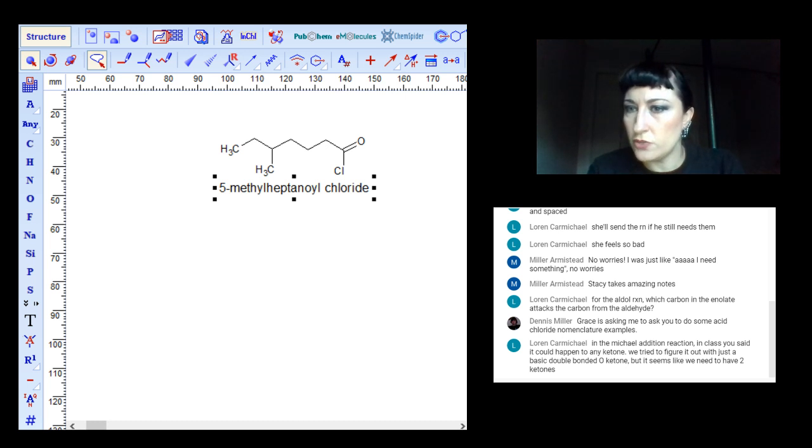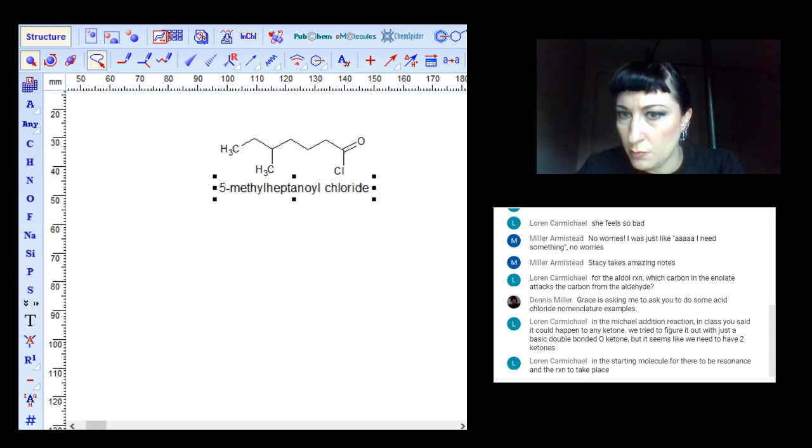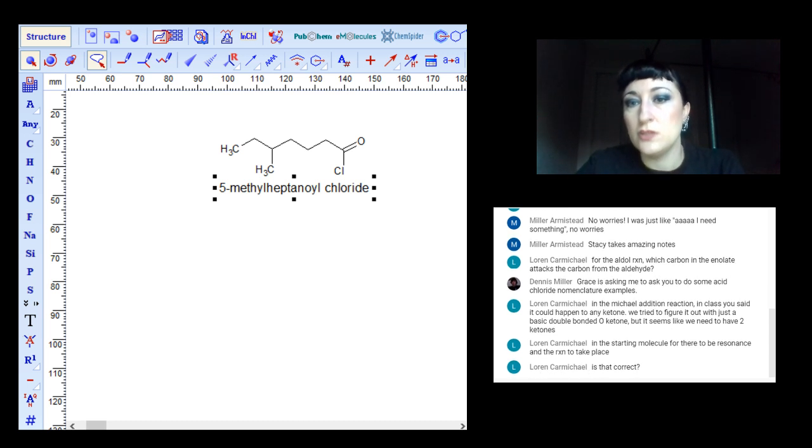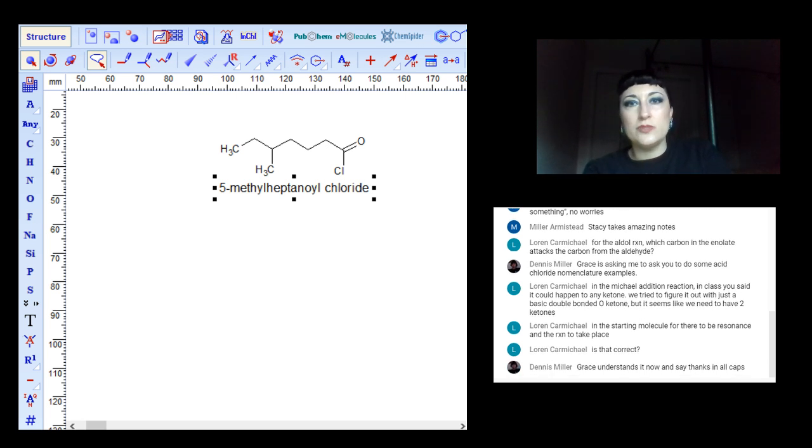In the Michael addition reaction in class, you said it could happen in any ketone. Basic double bonded O ketone. Yes, you need to have 2 of them to do the one that I showed you. So you have to be able to deprotonate the alpha carbon. In the aldol reaction, you saw us deprotonating an alpha carbon. So that's totally a thing. It says thanks in all caps.